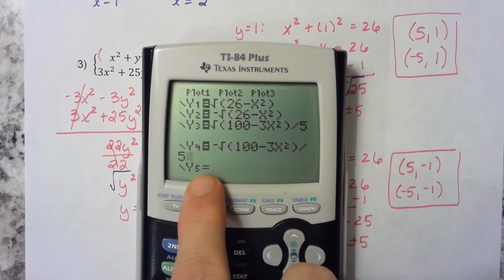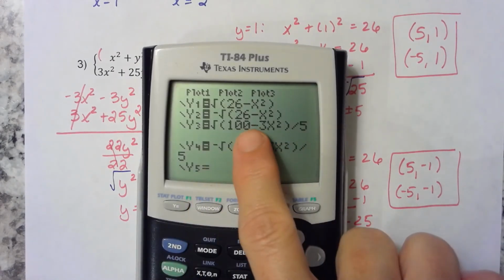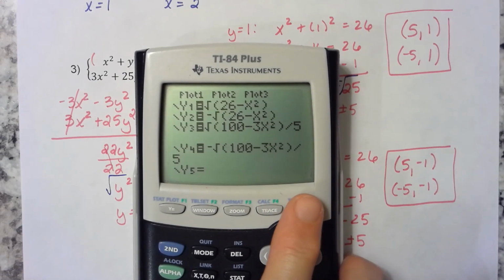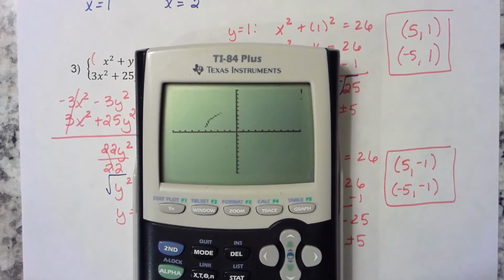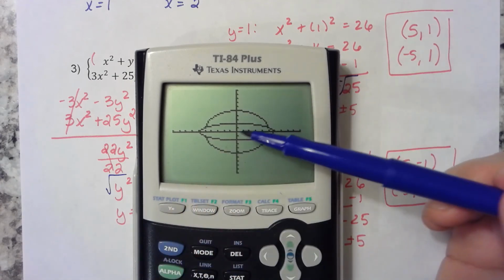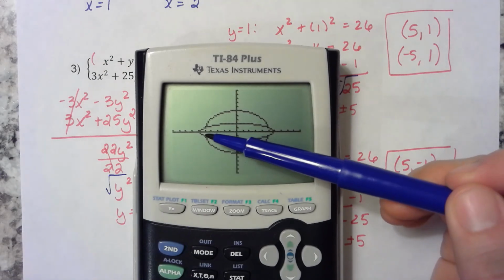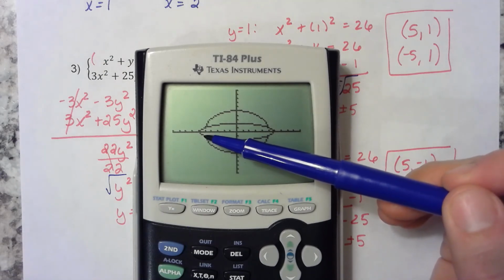Let's just sketch the graph and see what happens. Upper half of the first one, lower half of the first one, upper half of the second one, and lower half of the second one. Looks like a hamburger. Can you tell I'm hungry? Alright, so you can see we do have 4 solutions. And 1, 2, 3, 4, 5. It does look like it's at negative 5, 1, negative 5, negative 1, 5, 1, and 5, negative 1.